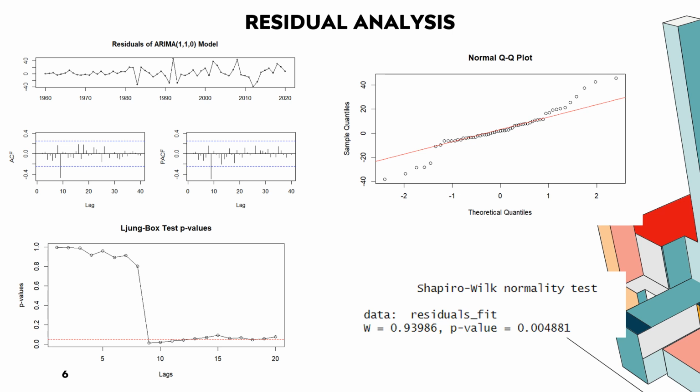Residual analysis. This slide evaluates the ARIMA(1,1,0) model's adequacy by examining its residuals. The top left plot shows the time series of residuals, indicating any patterns or anomalies. The ACF and PACF plots below it help check for autocorrelation in residuals, where ideally no significant lag should be present. The normal QQ plot compares the distribution of residuals against a normal distribution, showing deviations from normality. The Ljung-Box test p-values graph tests the null hypothesis that residuals are white noise. Values above the significance level suggest no autocorrelation. Lastly, the Shapiro-Wilk test assesses the normality of residuals with a p-value of 0.004881, indicating that the residuals are not normally distributed, which might suggest room for model improvement.